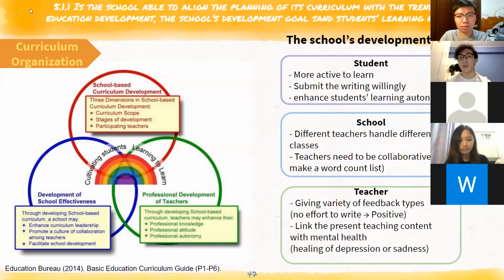For the school development goal, this curriculum developed the students to be more active in learning. They will be more willing to submit writings because there are no limits on topics. As different teachers need to work together on the word count list, the effectiveness of the school will also be developed. The school will promote a culture of collaboration among teachers. Teachers can also enhance their professional attitude through this. Teachers gave a variety of feedback so that students can correct their mistakes under positive comments. Sometimes writing diaries to teachers can heal their depression and other negative emotions as well. Next page, please.